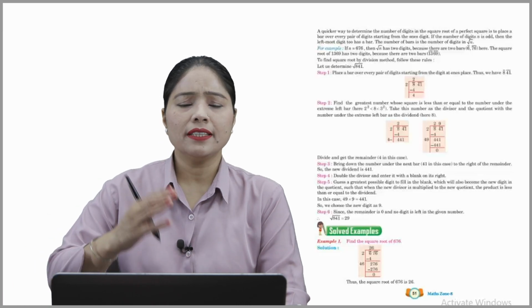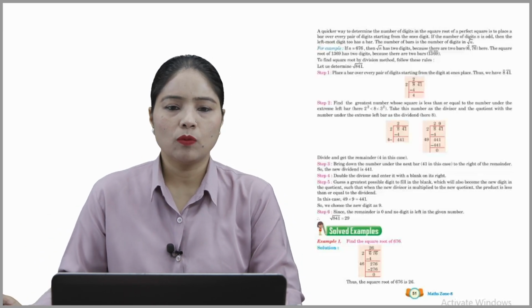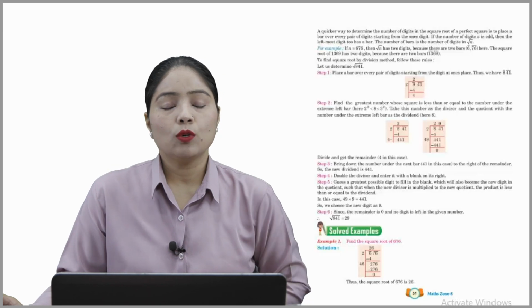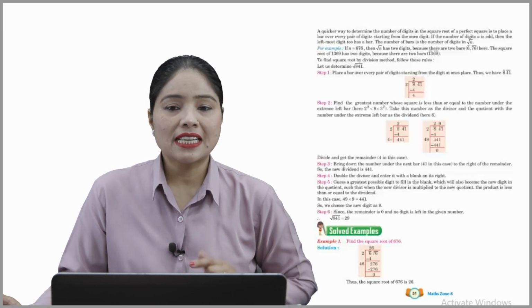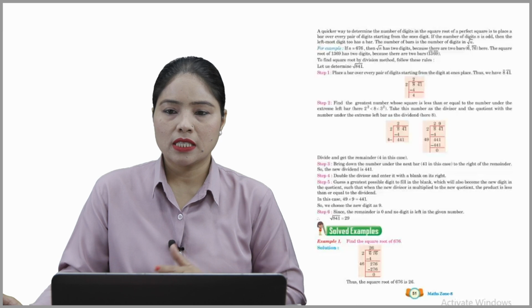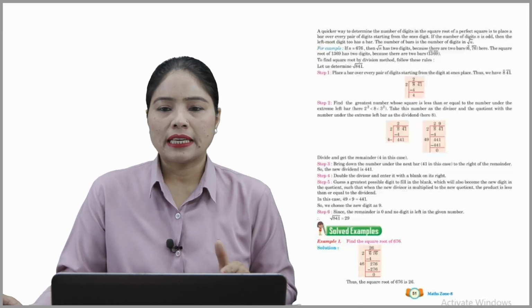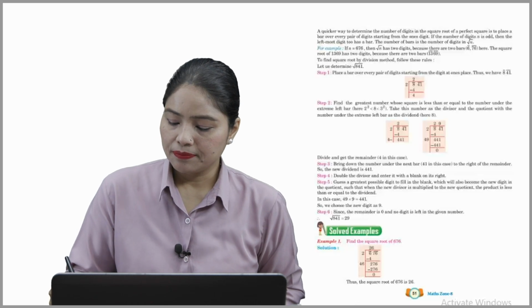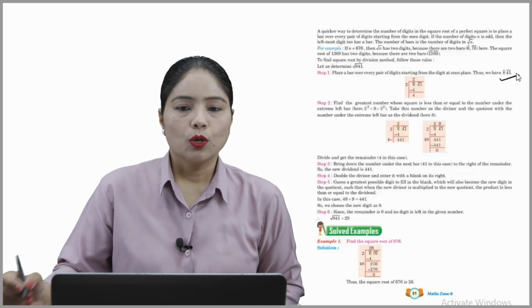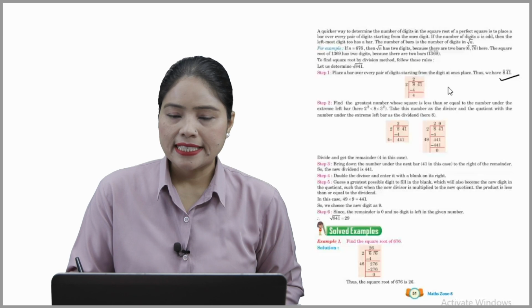So let's determine the square root of 841. Step number 1: place a bar over every pair of digits starting from the digit at the ones place. Thus we have a bar over 8, then 41, like that. Okay, so now we have written it in this way.